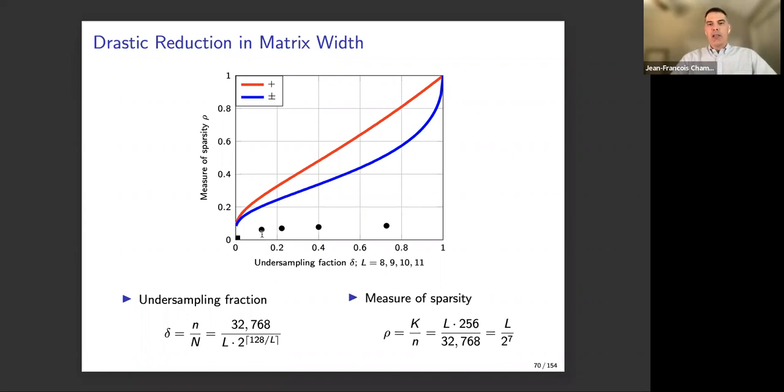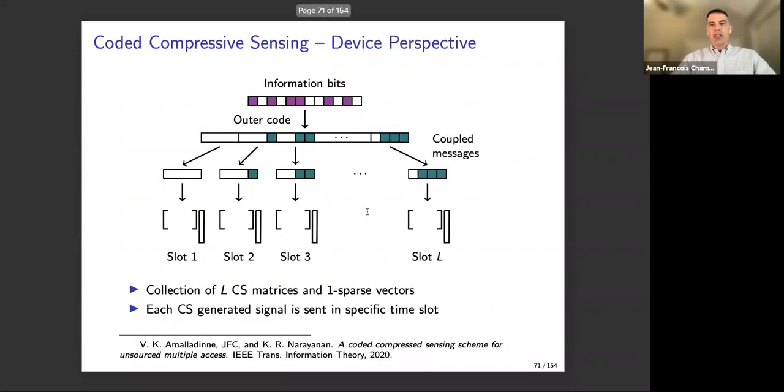The first point here is for L is equal to 8. The second point is for L is equal to 9, 10, 11. And you can see that it drastically changes the operational point onto this notional diagram that contains undersampling and sparsity. So now we have some breathing room, and we're able to reduce the width of the matrix into something that we can manage, or at least that's the idea.